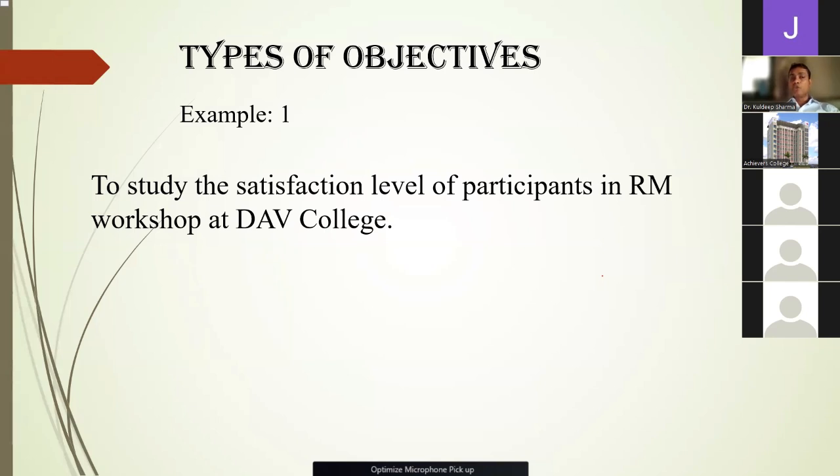Let's see. To study the satisfaction level. Here I should have used the word to evaluate or to find out the satisfaction level of the participant. Yes, anybody from your side? No one? Just some people are responding in the chat box.